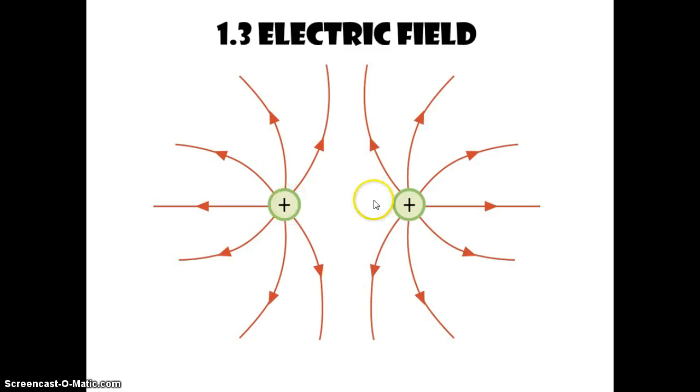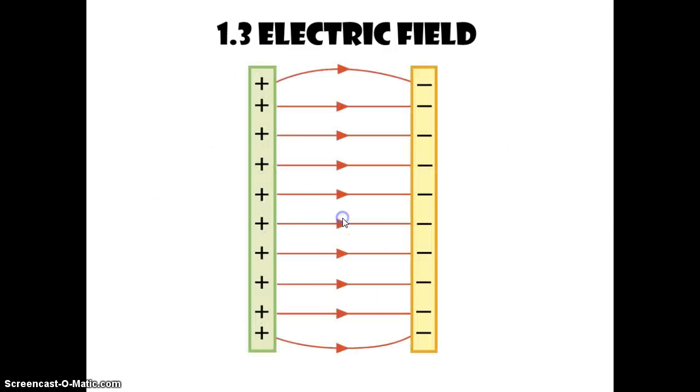So if I have 2 positive charges placed next to each other, and I put a positive charge in the middle, I realize that it gets repelled by both charges. Hence, this particular region here is the null region. If I have 2 bars that are charged, the field lines will point from the positive charge to the negative charge.